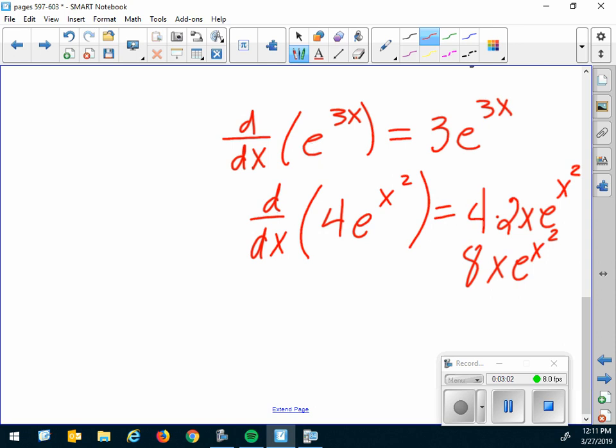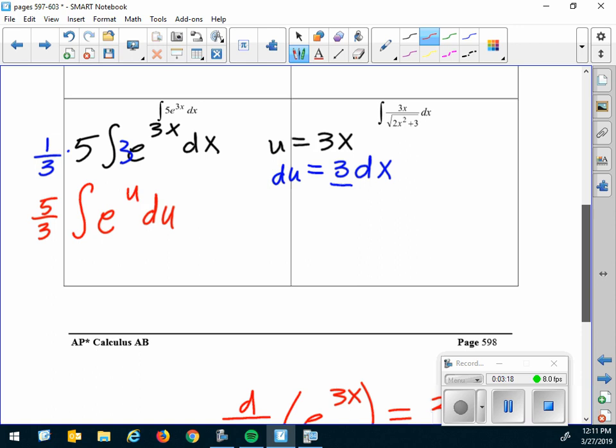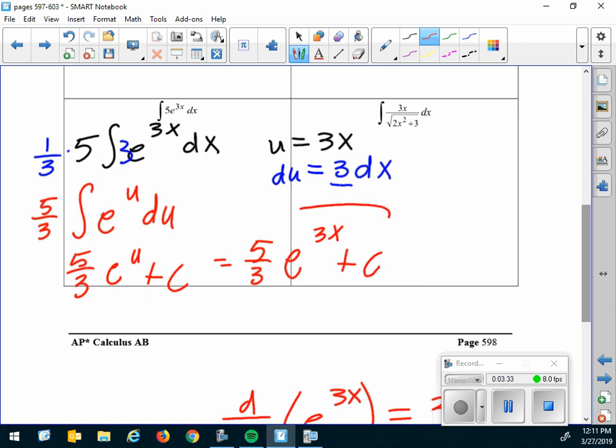Okay, now, what's the derivative of e to the x? E to the x. So what's the integral of e to the x? E to the x. So this is 5/3 e to the u. That's a constant. So that's 5/3 e to the 3x plus a constant.